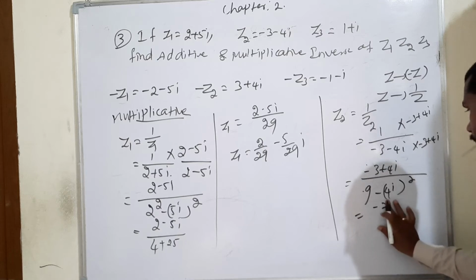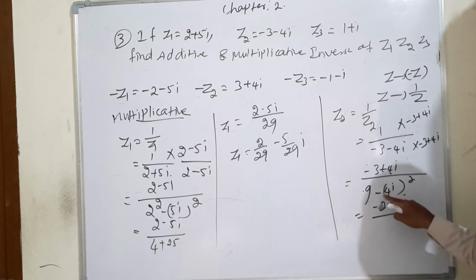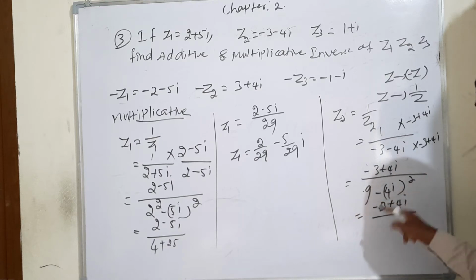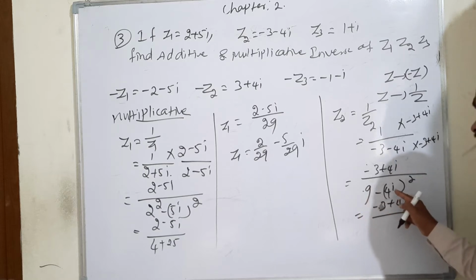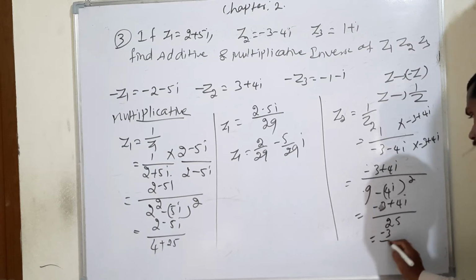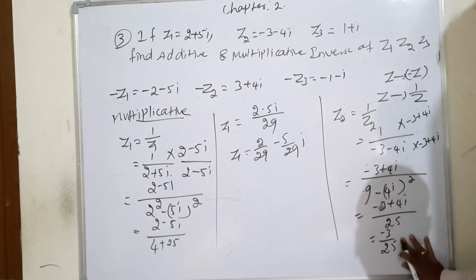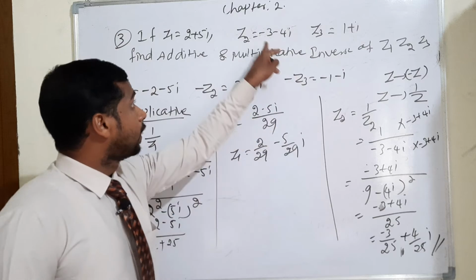Again, minus 3 plus 4i divided by, look at this, 9 as it is, and 4 square means 16, but i square means minus 1, and we have a common minus, so 16 positive will come because minus into minus is plus. So 9 plus 16 is equal to 25, therefore the answer will be minus 3 by 25 plus 4 by 25i. This is the multiplicative inverse of the second term.